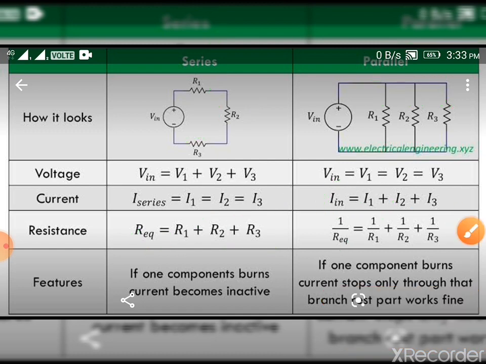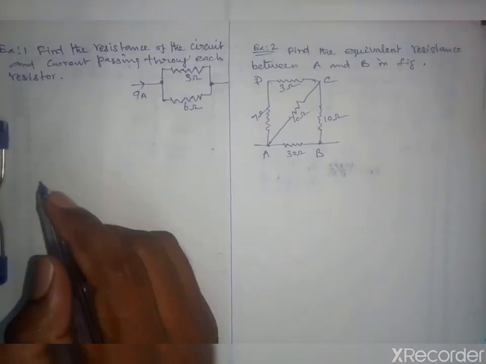And the final thing is, in a series connection, if one component burns, the current becomes inactive. That is, the circuit will break because of the connection disturbance between the two resistors. But in the case of parallel, if one component burns or you switch it off, no problem. The other loops through the other resistances will keep working, they are simply active. So there is no problem if one resistance burns. Hence we use parallel connection in home appliances. For in-house wiring, our appliances are connected in parallel, which gives stability of the electrical connection.